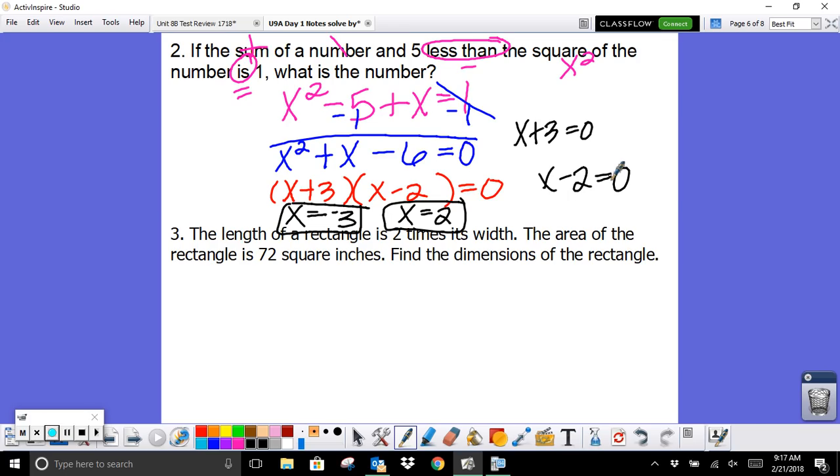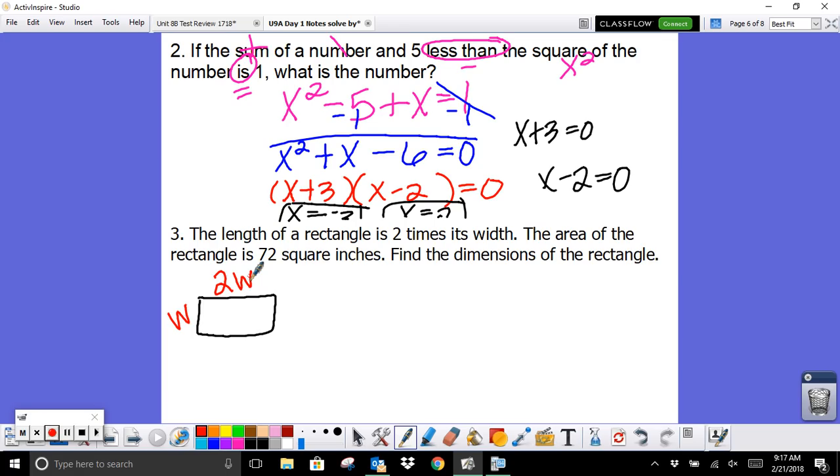Number 3, we've got the length. The length of a rectangle is 2 times the width. All right, anytime on these you see anything about a shape, we need to draw it. It's going to make a lot more sense. So it says the length of a rectangle is 2 times its width. We don't know the width, so we're going to call the width W, and the length is 2 times that, so the length is going to be 2W.